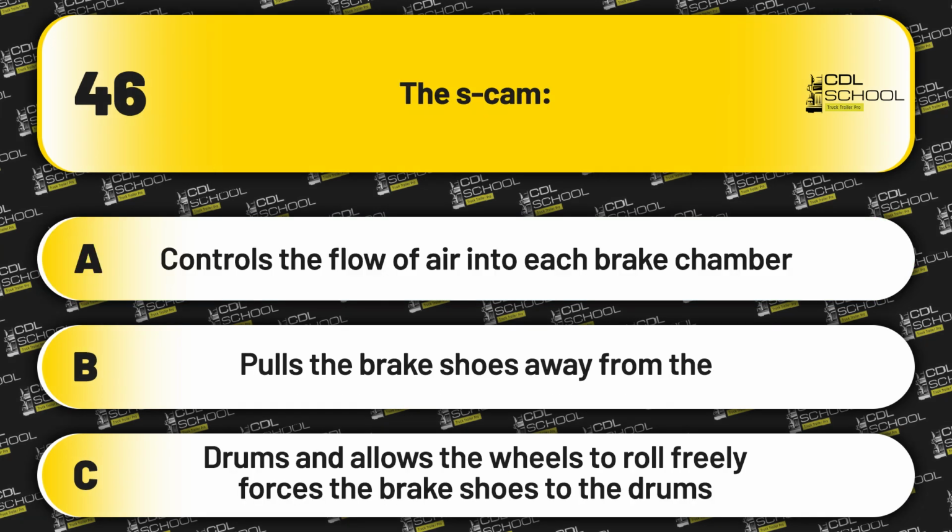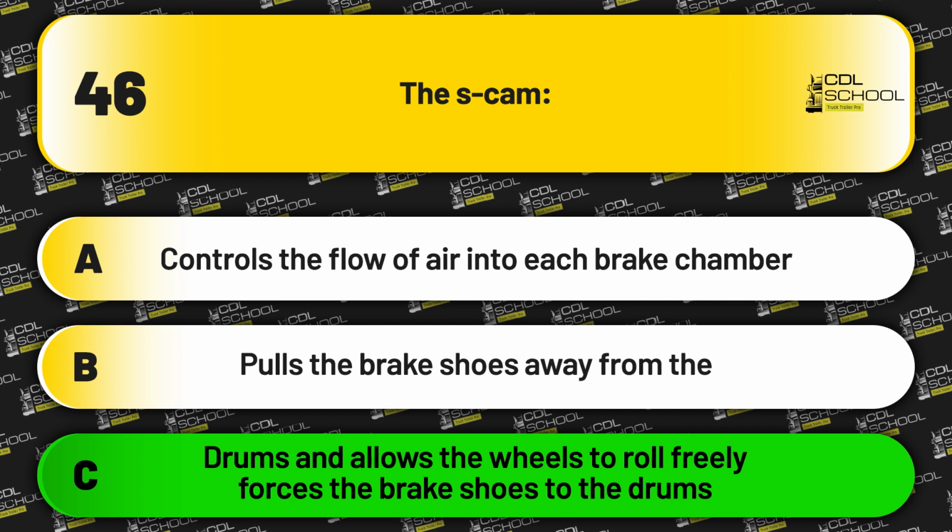The S-cam controls the flow of air into each brake chamber. The S-cam pulls the brake shoes away from... Or C. The S-cam drums and allows the wheel to roll freely, forces the brake shoes to the drums. The correct answer is that the S-cam forces the brake shoes to the drums.